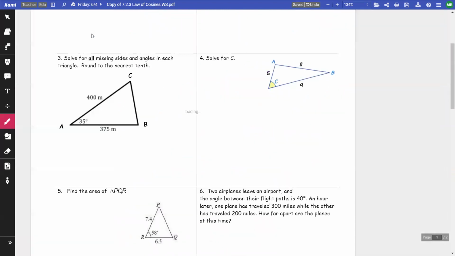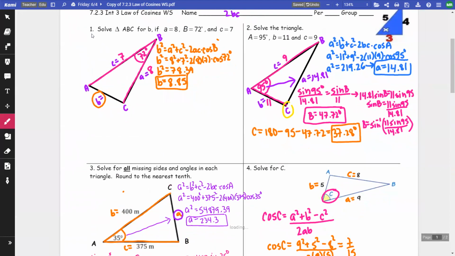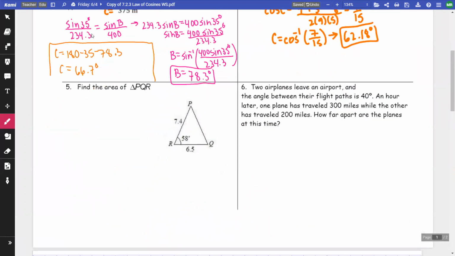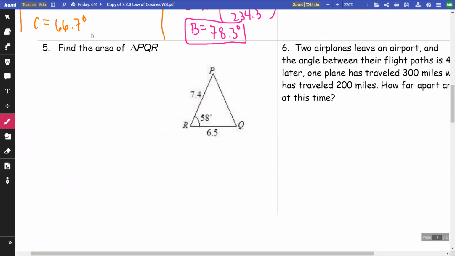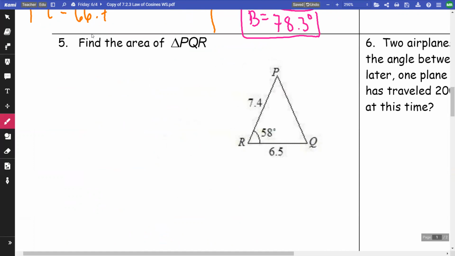On number 5, this is area of a triangle, and we saw the formula for that the other day. You need side, angle, side. You need the side, an angle in between, and the side. You need the two sides that form that angle that you know. So this is side, angle, side.